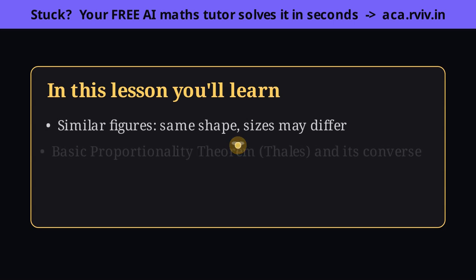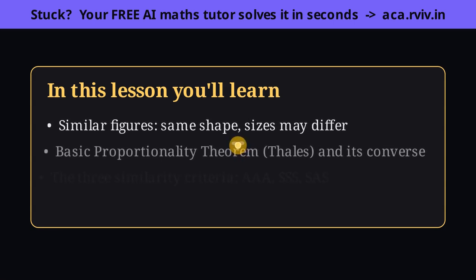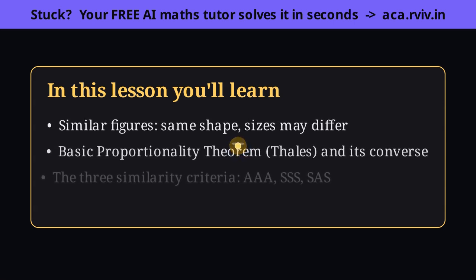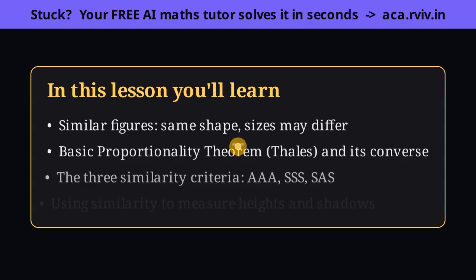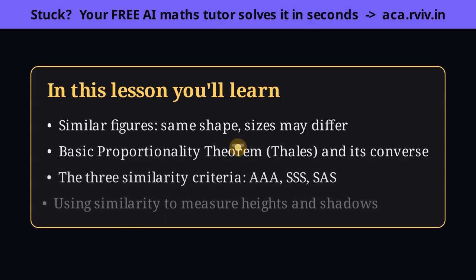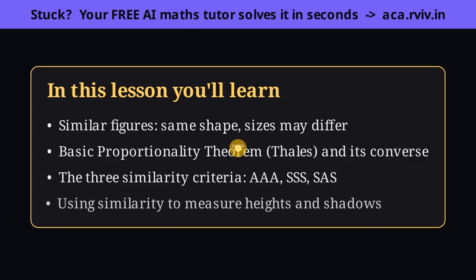Then you'll learn the 3 quick tests for when two triangles are similar: angle, angle, angle, side, side, side, and side, angle, side, and put them to work finding the heights of poles and the lengths of shadows, one clear step at a time.